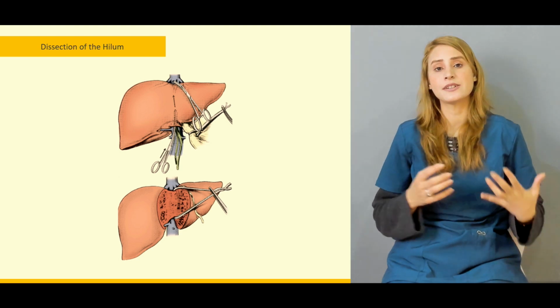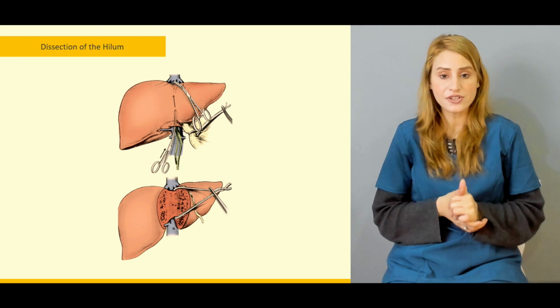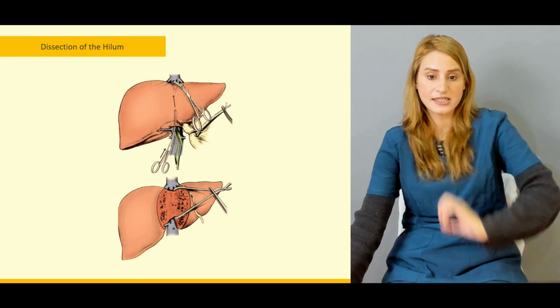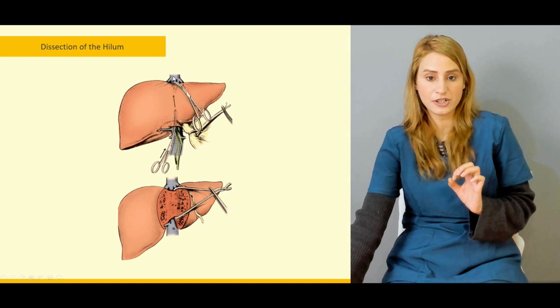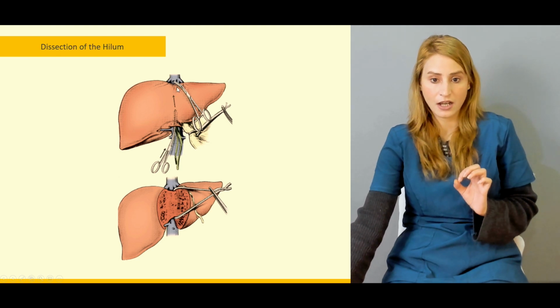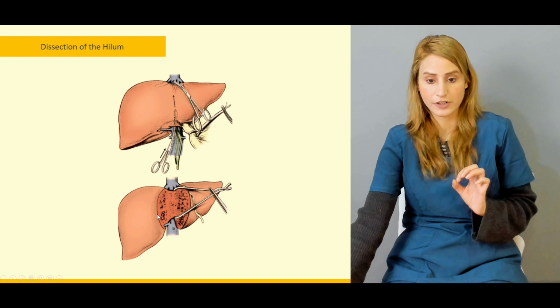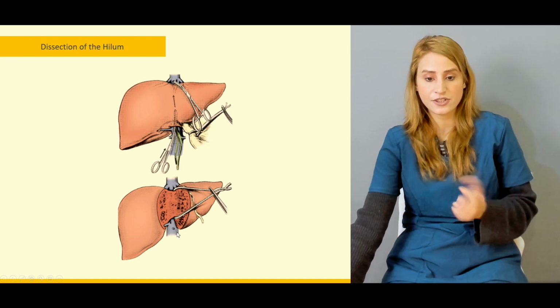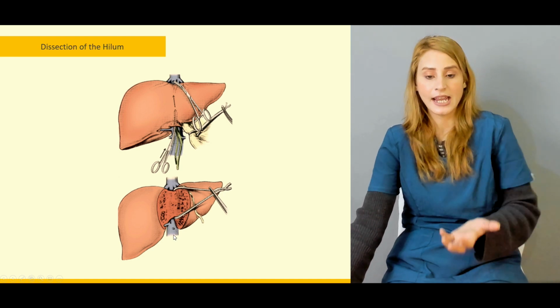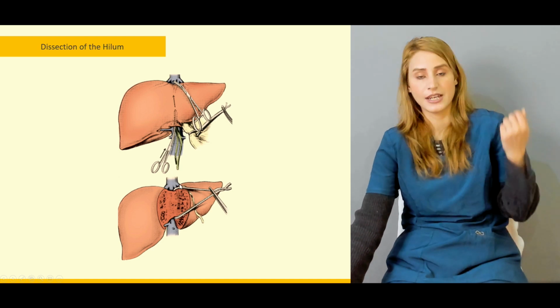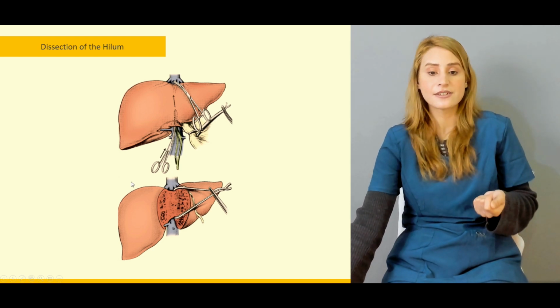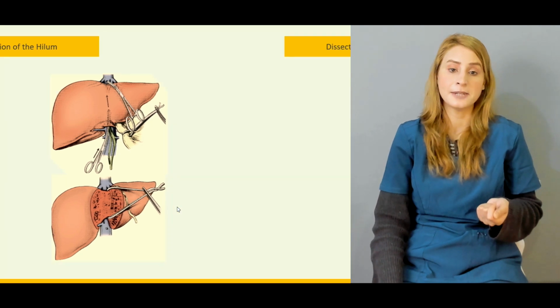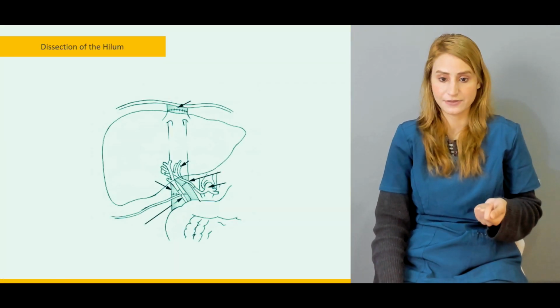Then you ligate those important vascular structures and put a sling, and if you could appreciate, this is the demarcation line between the right and the left lobe of the liver. You just go beneath that and expose it, and you have to take hold of that sling. Okay, so that's how you can divide and do the dissection.